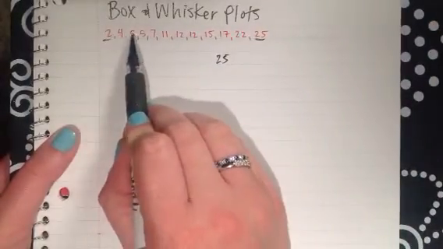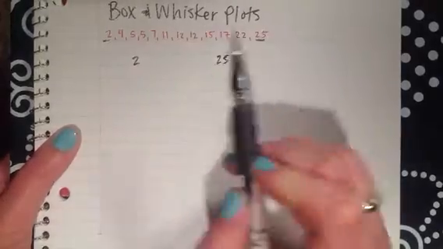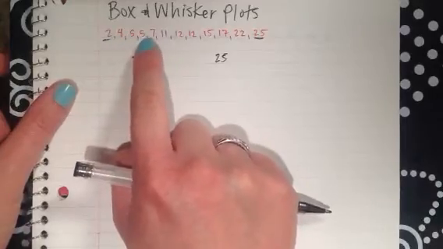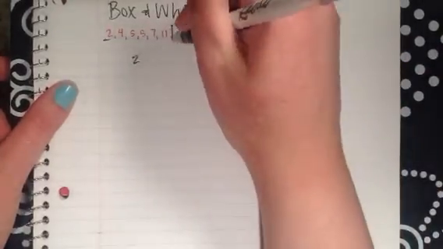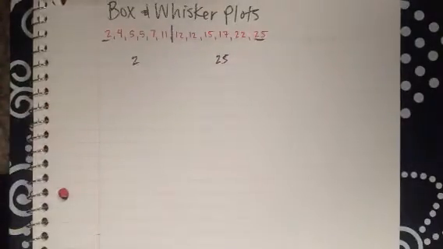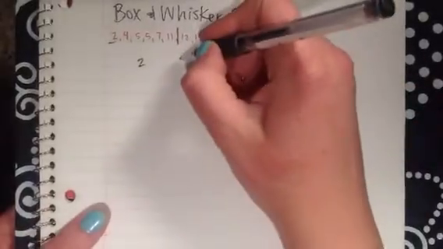Now let's count the numbers. 1, 2, 3, 4, 5, 6, 7, 8, 9, 10, 11, 12. There's 12, so the middle of them would be 6 in. 1, 2, 3, 4, 5, 6. Right here, just to double check, there's 1, 2, 3, 4, 5, 6 on the other side. And we take the average of the two middle, so 11.5 would be our median.